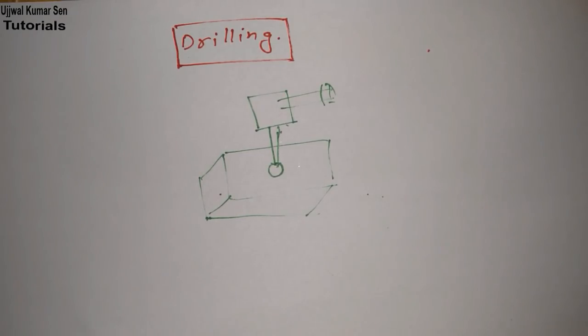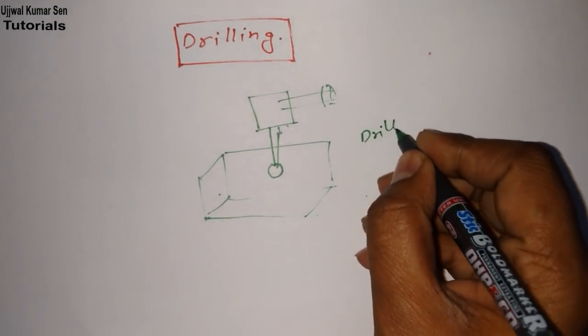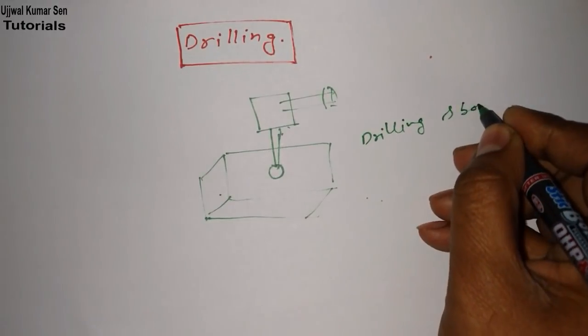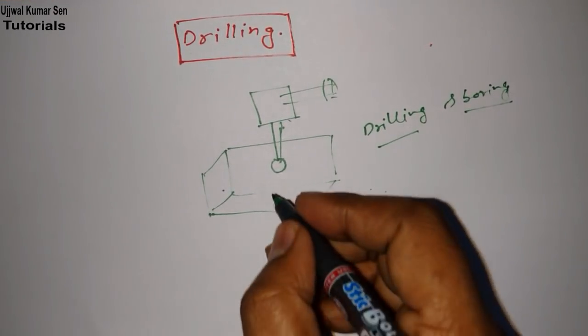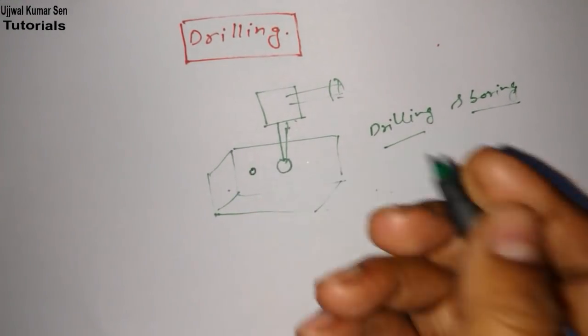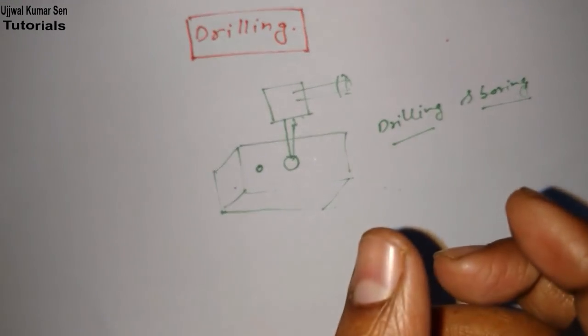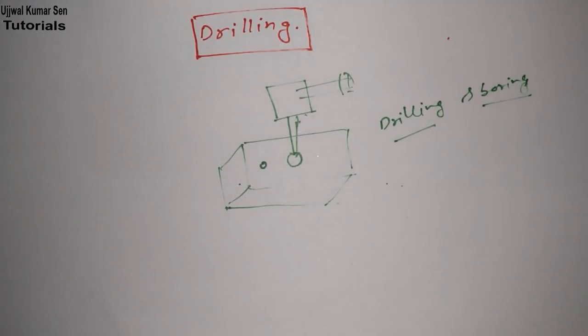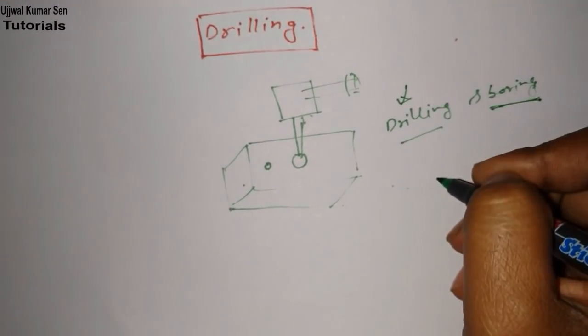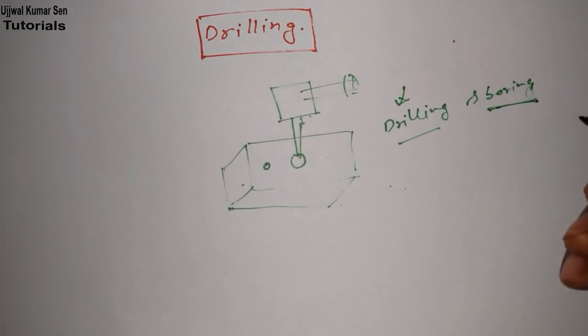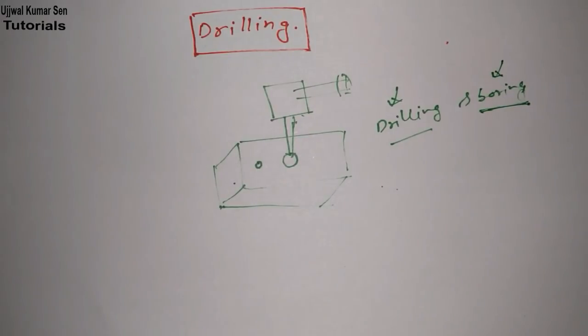Now one of the differences between drilling and boring, most of the time we have been asked: in drilling, we want to create a first hole, a small hole. There would not be any hole present before. That is known as drilling. And for increasing the size of the hole, we use boring. That means the first operation we do is drilling, and for increasing the size of the hole, we do boring. So this is the real difference between drilling and boring.